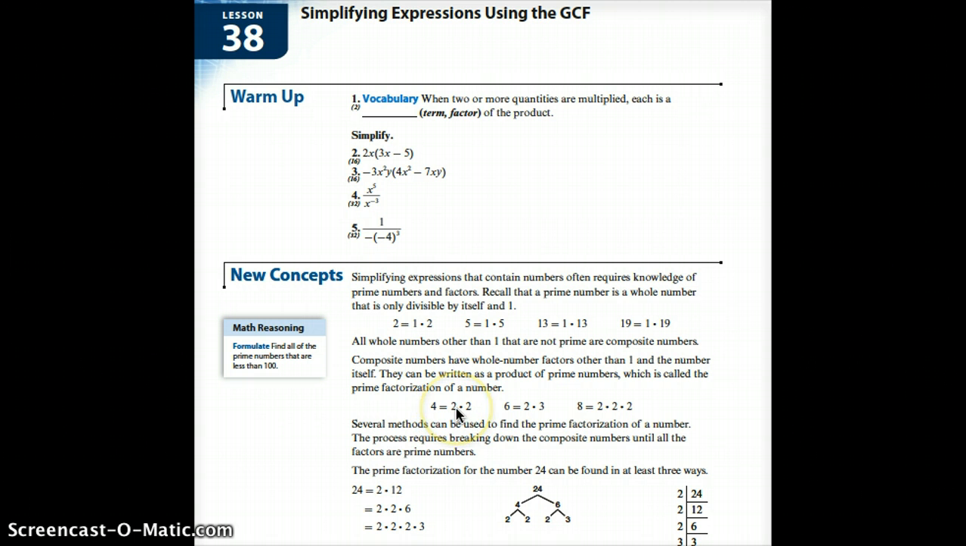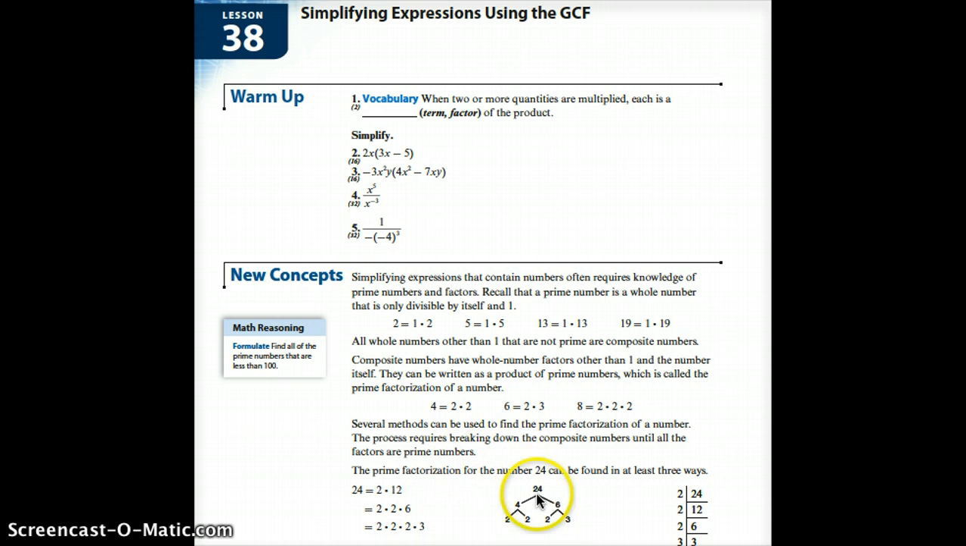That means that 4 is not a prime number, it's a composite number, and when you break it down, it becomes 2 prime numbers, right? 2 times 2, 2 is a prime number. 6 becomes 2 times 3. 8 becomes 2 times 2 times 2. And there are different methods to finding the prime factorization of a number.